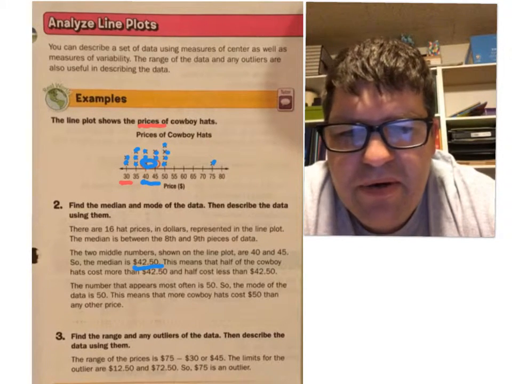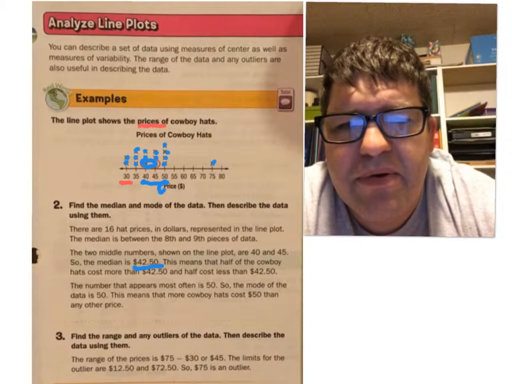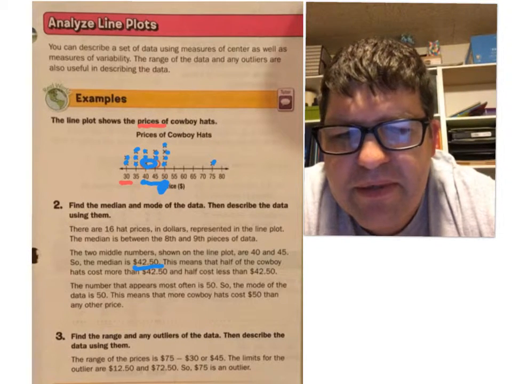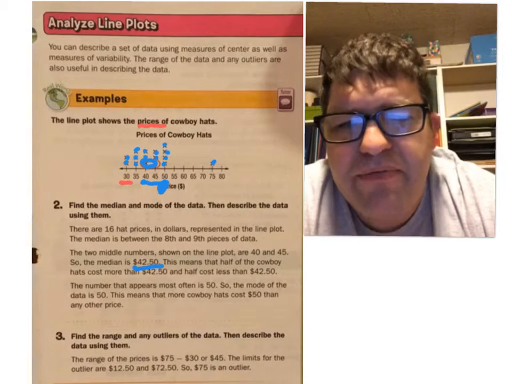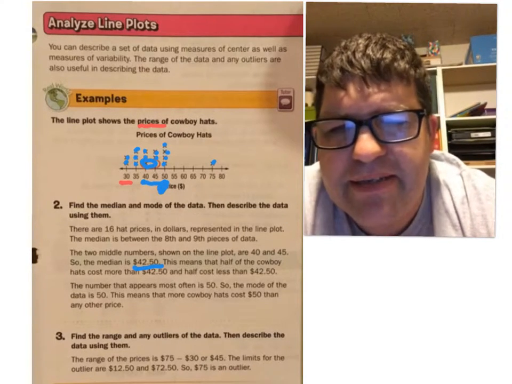Let's see, the number that appears the most looks like the most hats would be $50. Now we could find the average if we wanted to. Add all those numbers up, divide by 16.